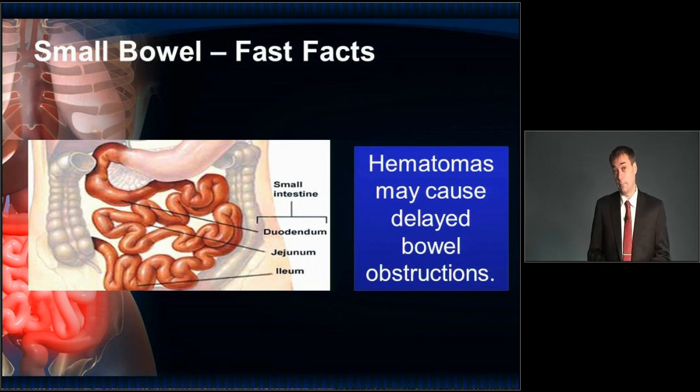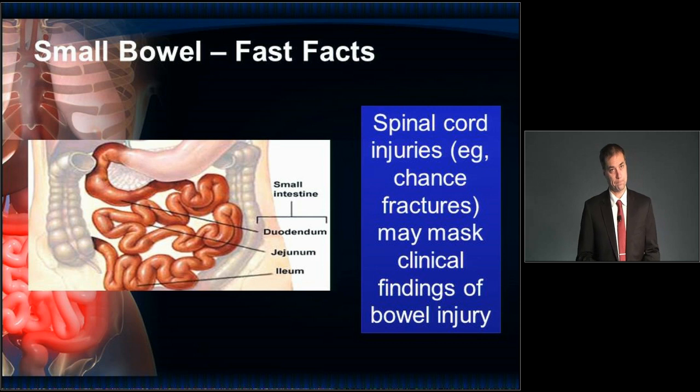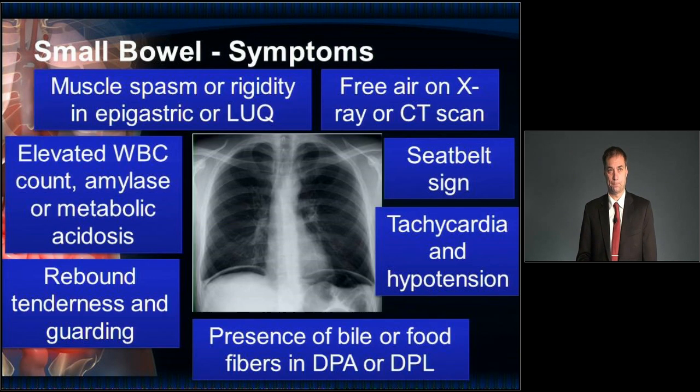Like the duodenum, hematomas inside the bowel may develop days later and result in bowel obstructions as a delayed presentation. Spinal cord injuries, like the chance fractures I talked about earlier, may decrease or take away the complete sensation of the abdomen, making the findings of a small bowel injury difficult if the patient has these spinal cord injuries.